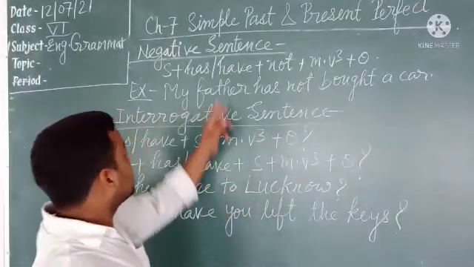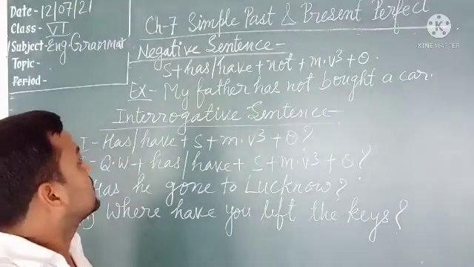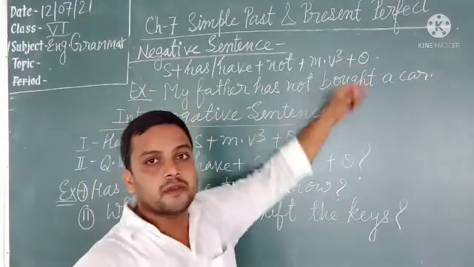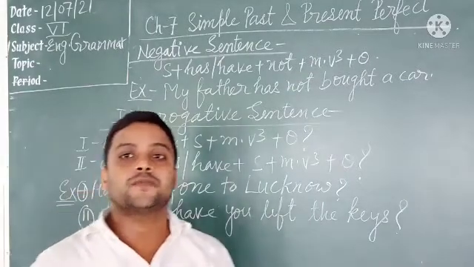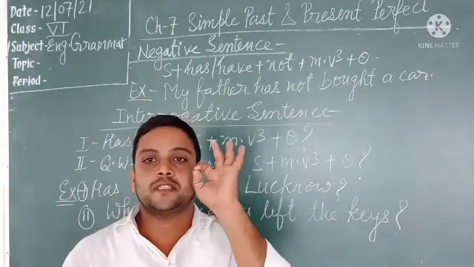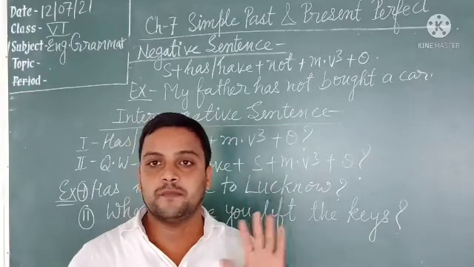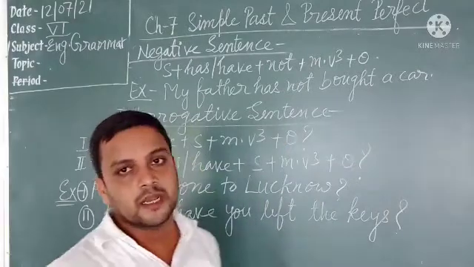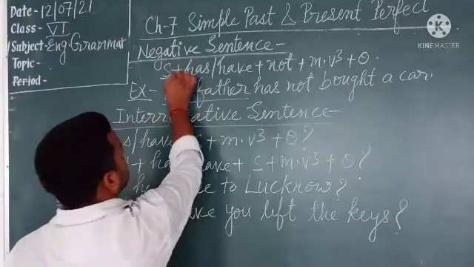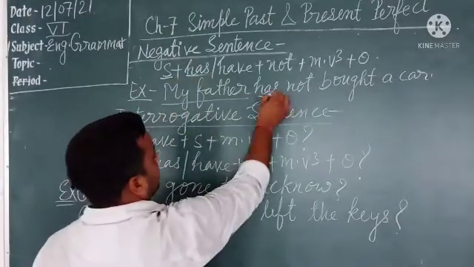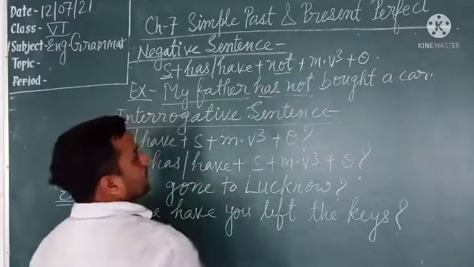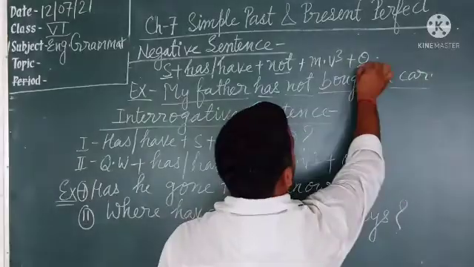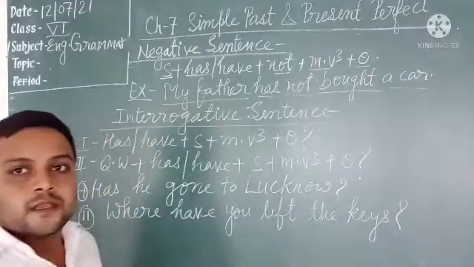Students, now see the formation of negative sentence. Subject, then has or have, then not, then main verb third form, and at last object. When the sentence is negative, we always write not just after the helping verb. See the example: my father has not bought a car. My father is subject, has is helping verb according to subject, not, main verb third form bought, and a car is object. Okay?